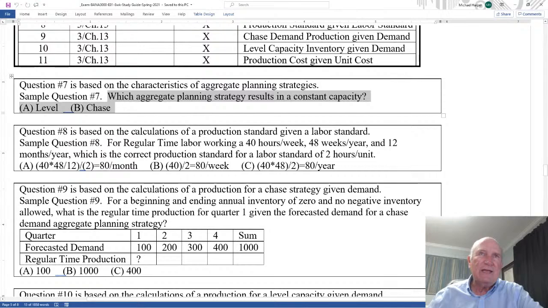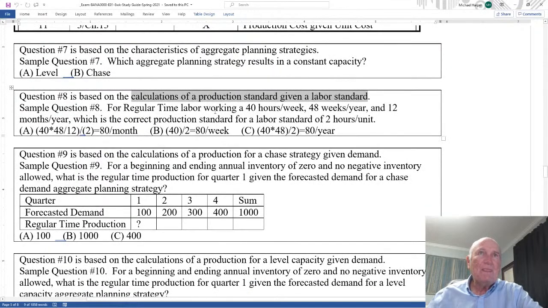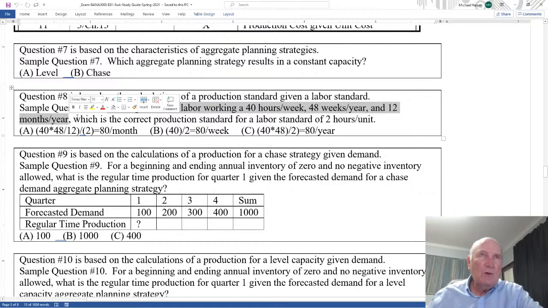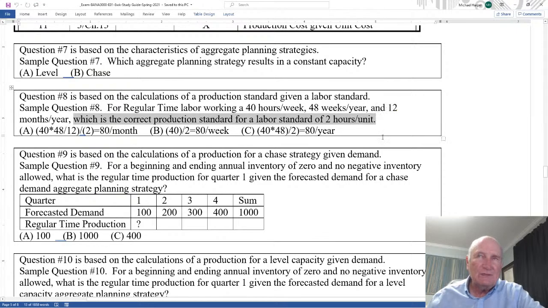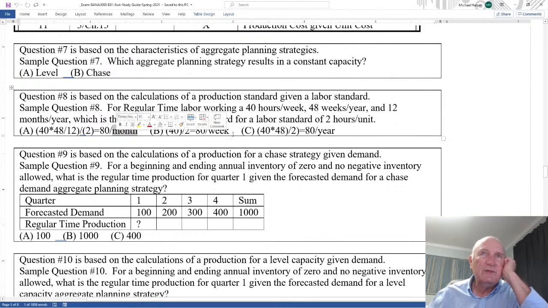Question 8 is based on the calculations of a production standard given a labor standard. Okay. For regular time labor working a 40-hour per week, 48 weeks per year, 12 months per year, which is the correct production standard for a labor standard of 2 hours per unit? Well, you can see here, this is month, this is week, and this is year.